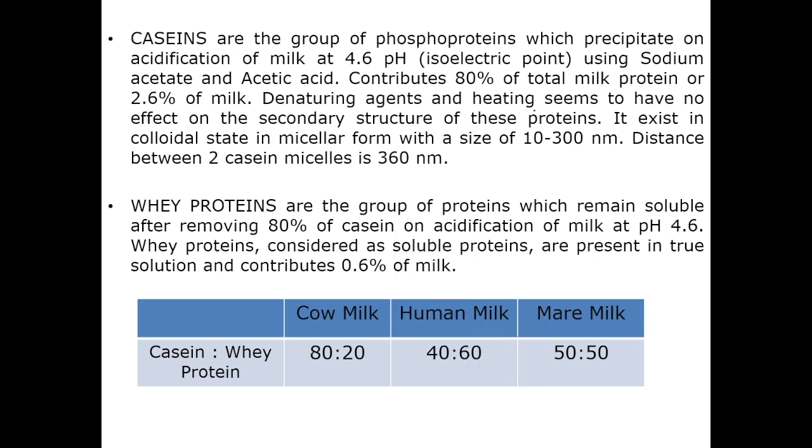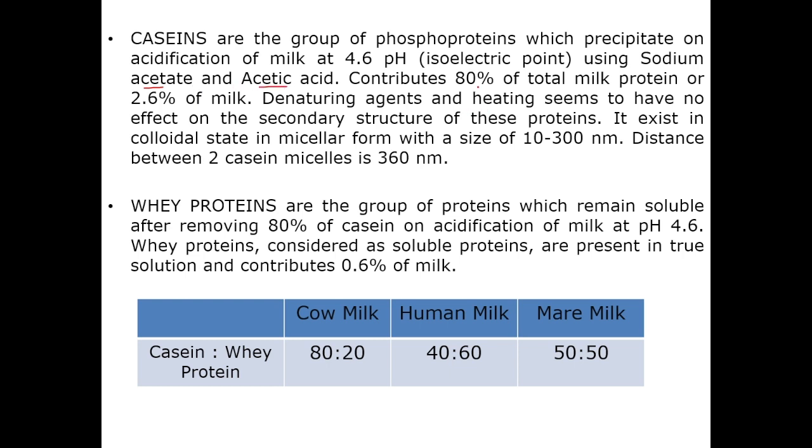Caseins are a group of phosphoproteins. How will you define caseins? Caseins are the group of phosphoproteins which precipitate on acidification of milk at pH 4.6 using sodium acetate and acetic acid.